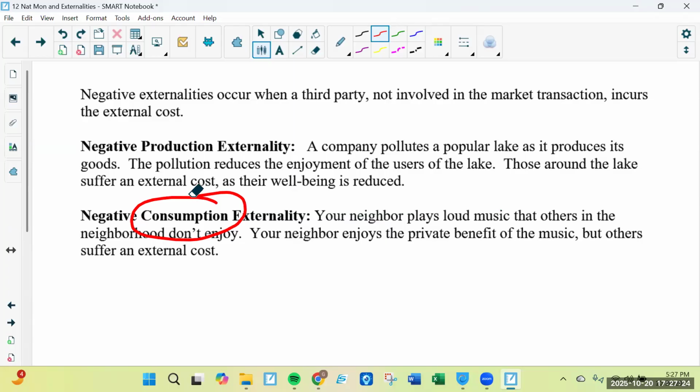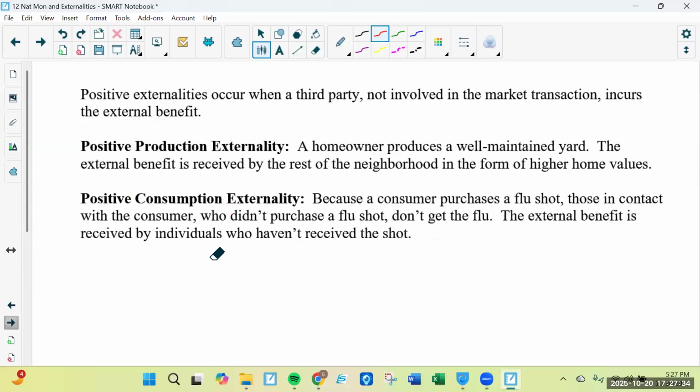right? Now, what if it's the middle of the afternoon, and your neighbor's playing songs that you like? Then that would actually be a positive consumption externality. I'll come to those in a few minutes. So positive externalities occur when a third party not involved in the transaction receives an external benefit. You actually gain from that.